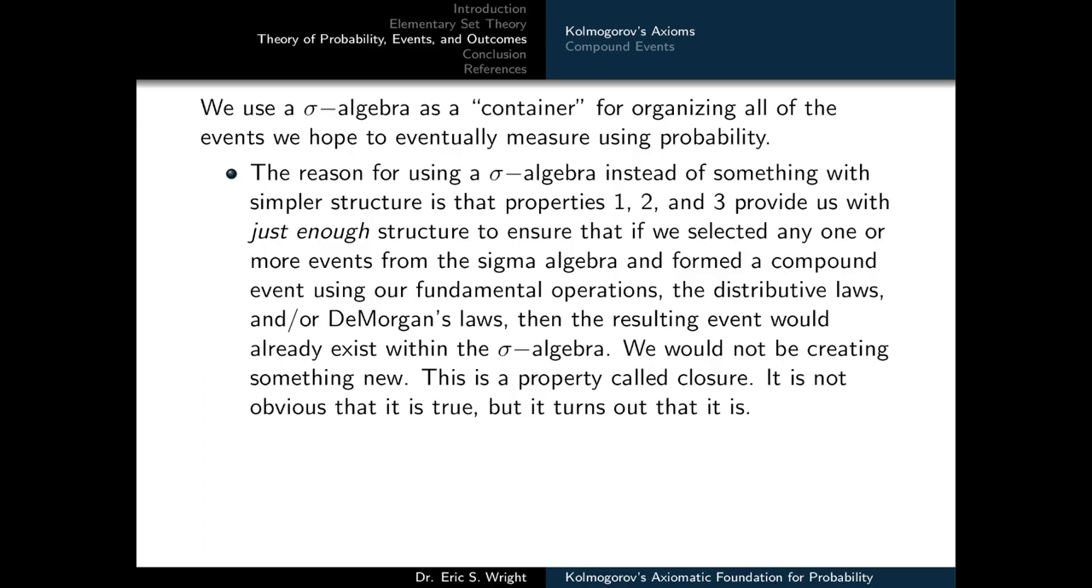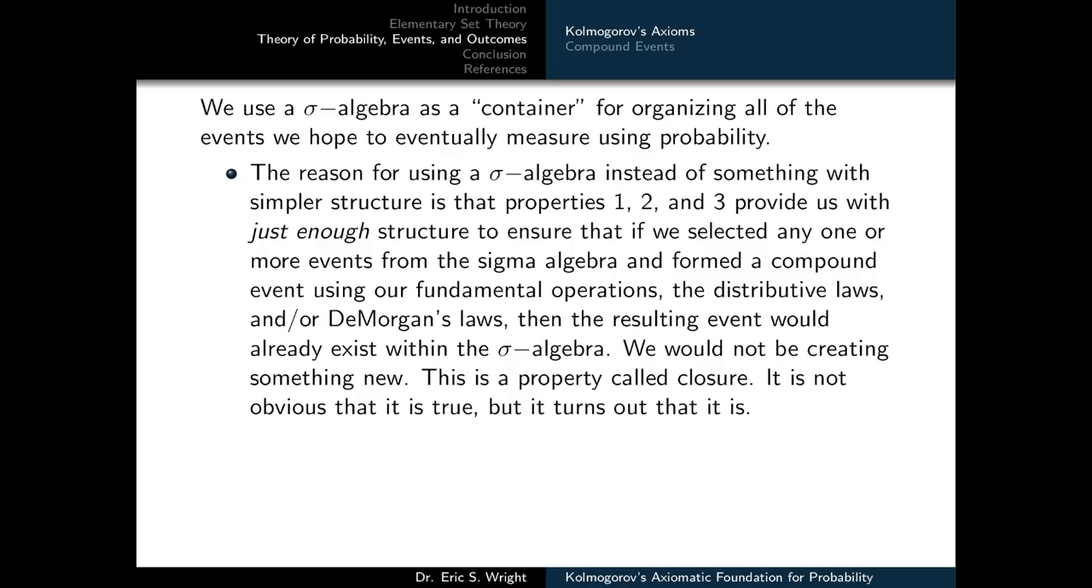Okay, so we know what a sigma algebra is. We know at least one way to construct one. We form the power set of some generating set, but we still haven't answered why we should care. So we use the sigma algebra as a container for organizing all of the events we hope to eventually measure using probability, using our probability measure.